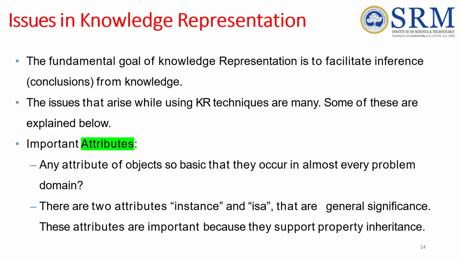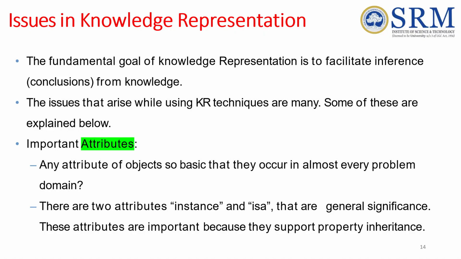The instance attribute indicates that a specific object is a member or instance of a class. Dog of Tommy, instance of Tommy, dog. Tommy is a specific object, dog is a class, and Tommy is an instance of dog. So ISA, that is the "is a" relationship, is the relationship between the subclass and the superclass. Dog is an animal, animal is a living thing. So every dog is an animal, every animal is a living thing.